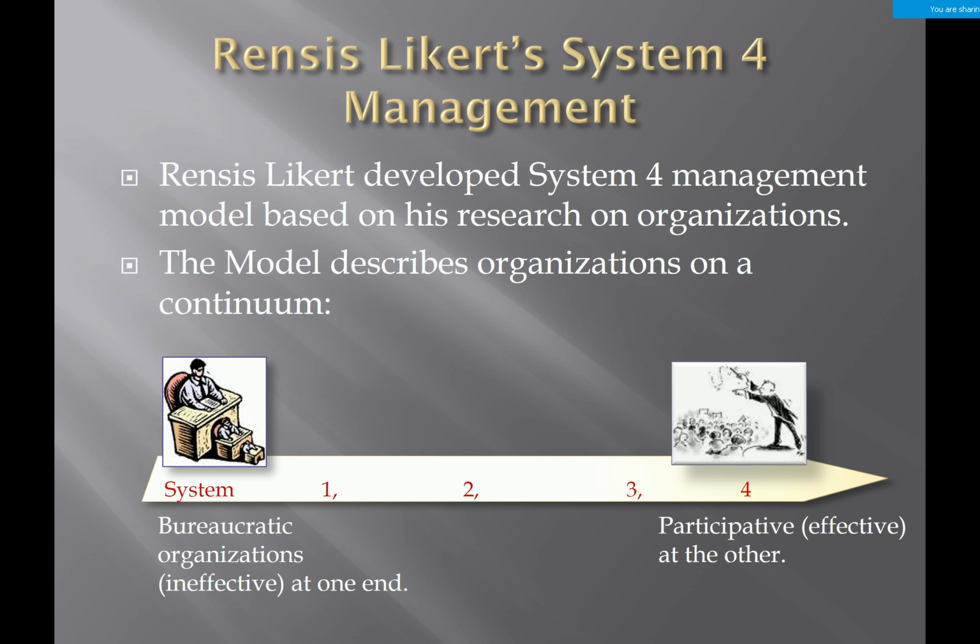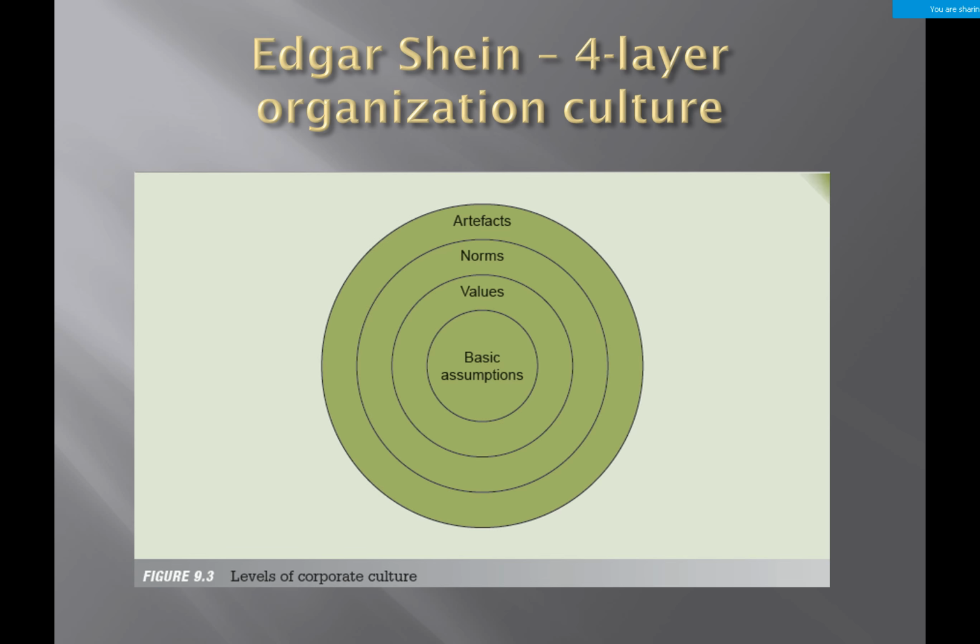He developed this management model that described organizations as so-called System 1, System 2, System 3, System 4. System 1 are the totally bureaucratic organizations. System 4 are the totally participative organizations, and 2 and 3 are somewhere in between. So this kind of model basically means whether your organization is very autocratic or very participative, or consultative.